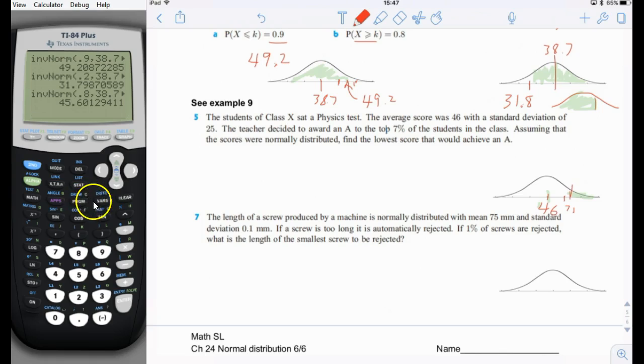Okay, now do again, second distribution. Okay. And then here, instead of 0.07, we're going to put in the opposite, which is 0.93. And then the mean is going to be 46, and the standard deviation is going to be 25. And you think EAC teachers are hard. Look at that, a mean of 46. Okay, 82.9. So that would be the minimum score to get an A, for the top 7%.